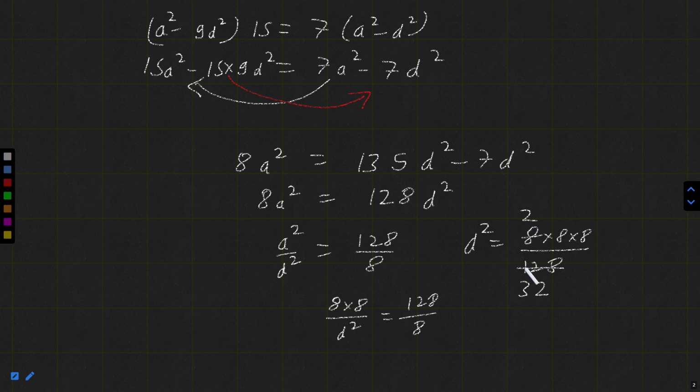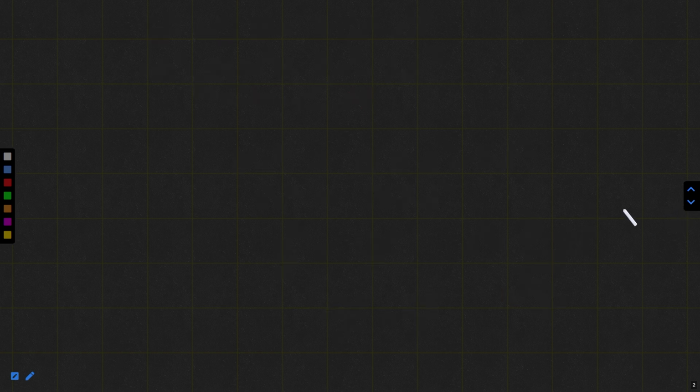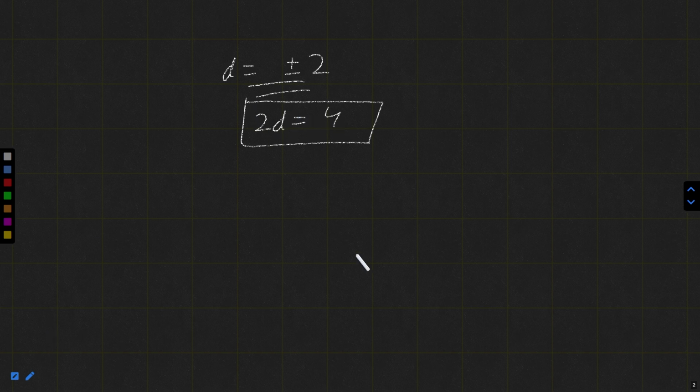Okay, clear? Now 8 by 4, 4 by 2. This will give my d as plus minus 2. Now 2d will be 4. Clear? So my d is 2 and the common difference is either plus 4 or minus 4, depending on how I am going to make my AP, as increasing or decreasing order.